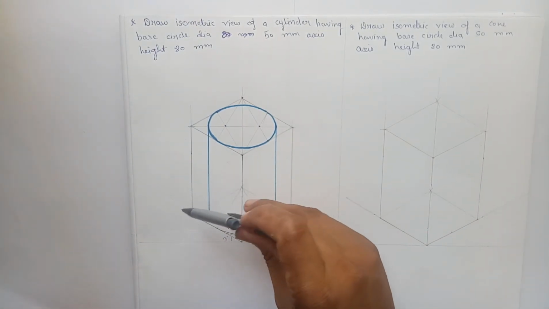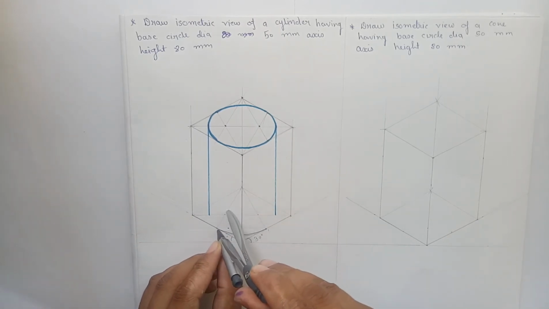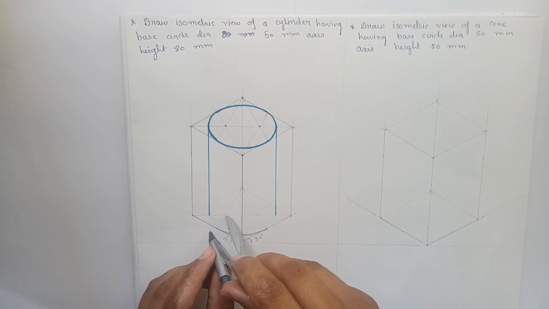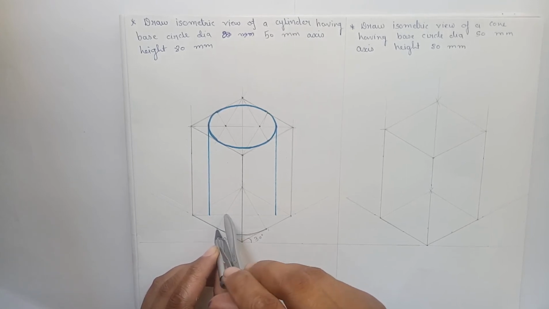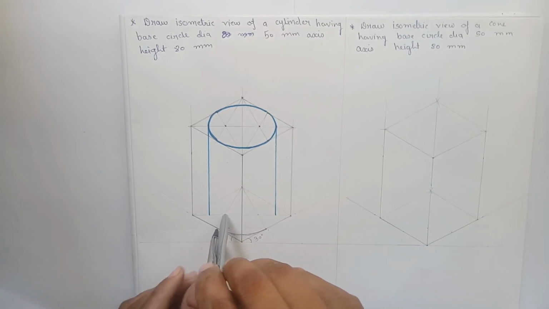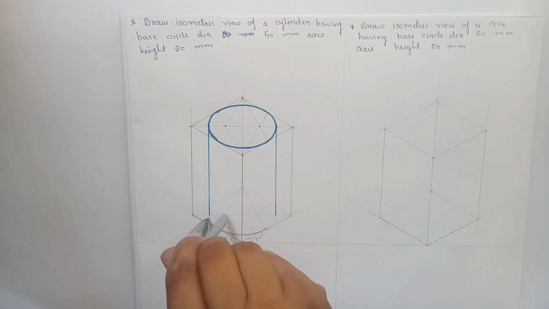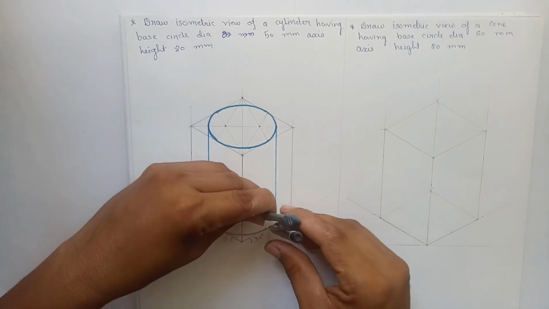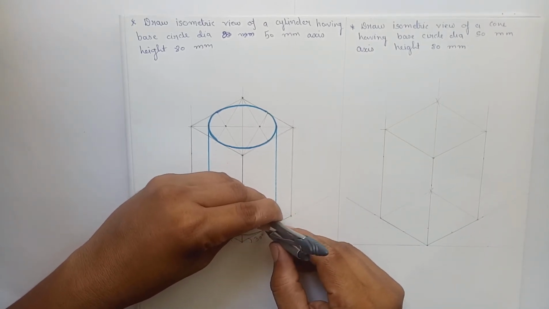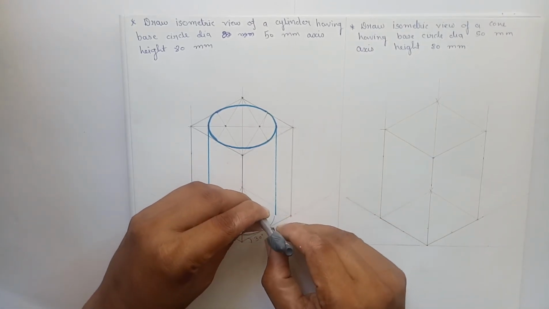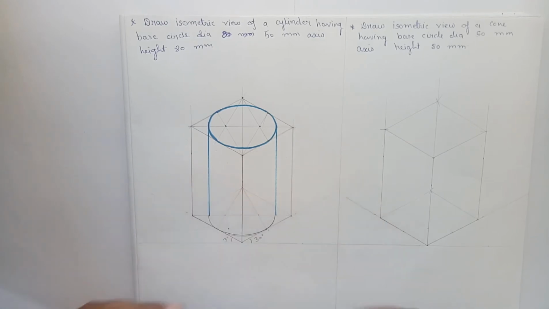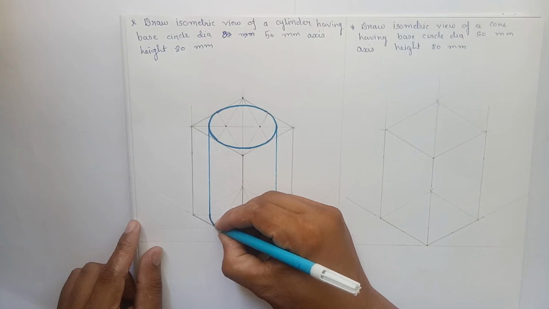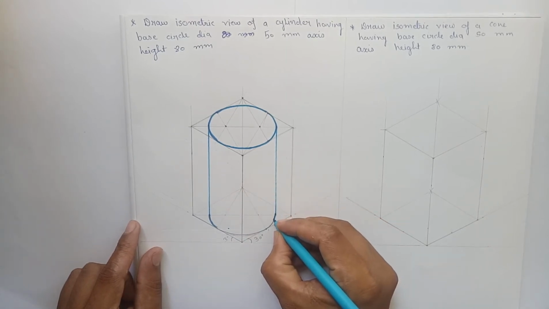Put it on over here, measure this midpoint, give an arc like this, and complete the base of the cylinder.